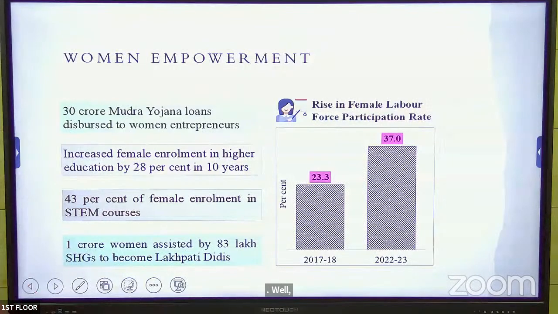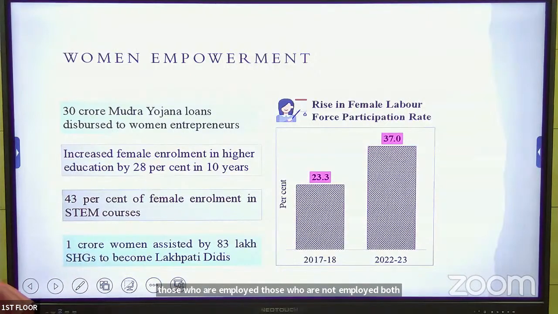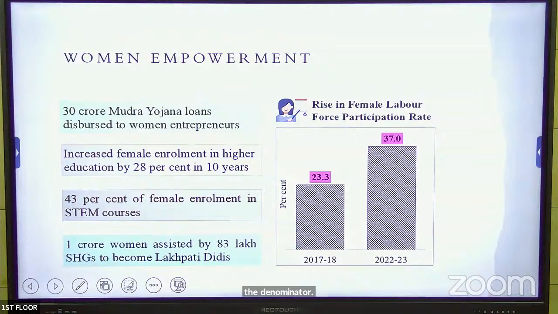You followed what I said? Those who are employed, those who are not employed, both will make labor force. But the working age group is in the denominator. They will also be including those people who didn't actually want to work. You understood what I said? Yes or no? No?